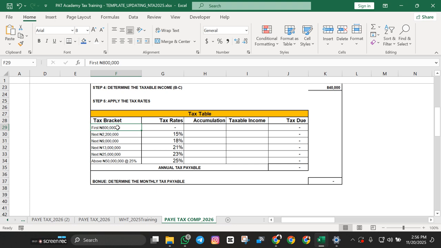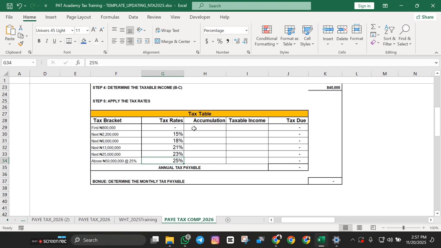It says that the first 800,000 should be at 0%, the next 2.2 million at 15%, the next 9 million at 18%, the next 30 million at 21%, the next 25 million at 23%, and anything above 50 million should be taxed at 25%. So how do we apply this tax table and tax rate? Very, very simple.